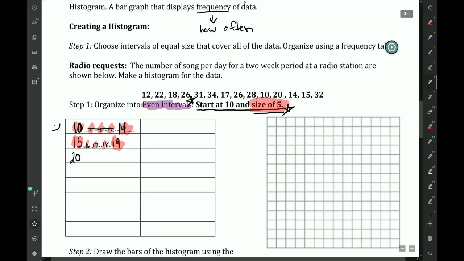So we're going to go 20. Let's see here. What's going to go there? Take a guess in your head. 24. If you got it, awesome. Next up would be 25, and it's going to go to 29. 30, and it's going to go to 34.